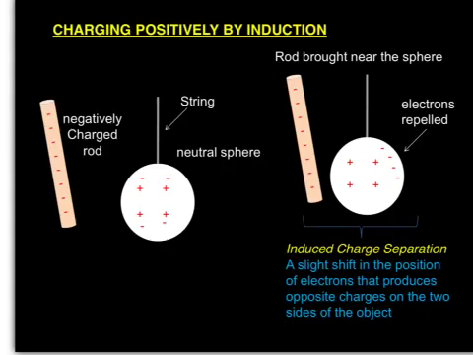Here, we want to charge this neutral sphere with a positive charge. And for that, you have to use a negatively charged rod. Bring that rod close to the sphere but not touching it. As a result, some electrons on the sphere get displaced slightly because of repulsion with these electrons on the rod. So now there's a temporary separation of charges between positive and negative.